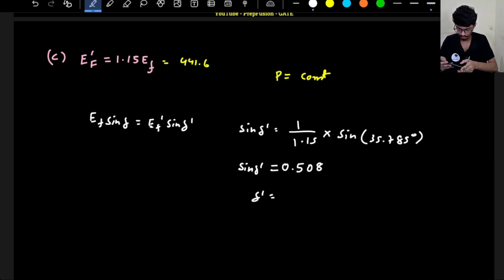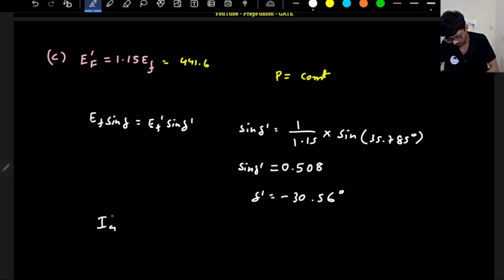Taking sine inverse, delta dash will be minus 30.56. Why will it be negative? Because of course it will be lagging. The internal EMF has to lag, it cannot lead, otherwise the current will come out as a weird value.